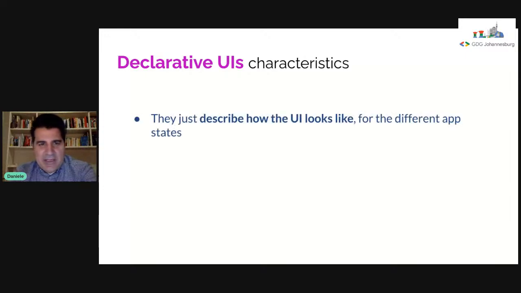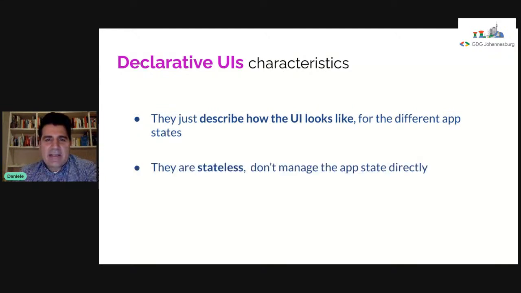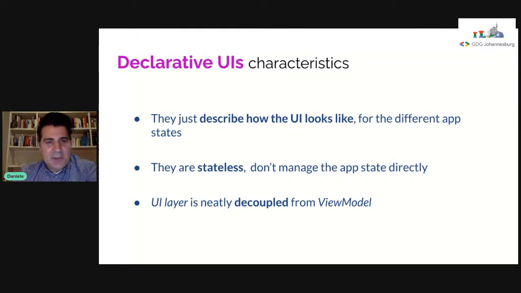Briefly, some characteristics of declarative UIs. They just describe how the UI looks for the different app states, but they are stateless, so they don't manage the app state directly. And thanks to declarative UI, we're able to have a very good decoupling from the view model, from the data, basically.